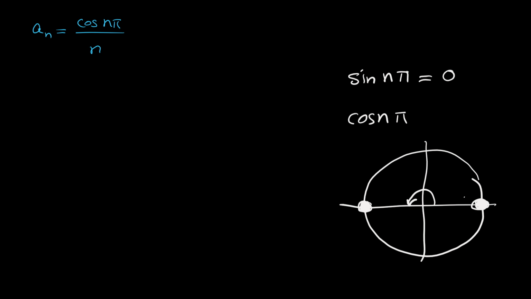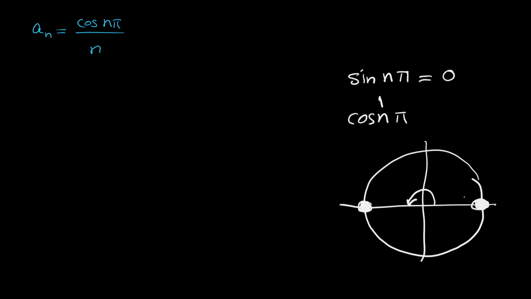And remember, sine is the y value of this point. The y value of this point and the y value of this point is 0. They both are on the x-axis. So sine of n pi is always 0. What about cosine? For cosine, the story is a little different.